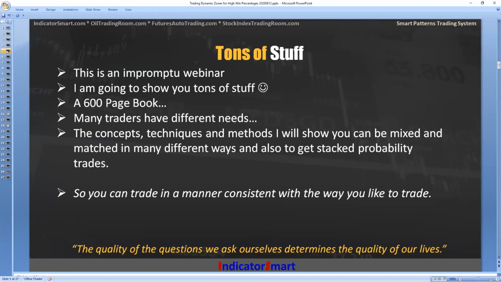But you know, when you've been doing stuff for as long as I have, and you've probably spent 1,000 hours developing this indicator, I probably don't need to write down a lot of stuff to remember. I might remember all kinds of stuff. So I'm going to show you a ton of stuff.